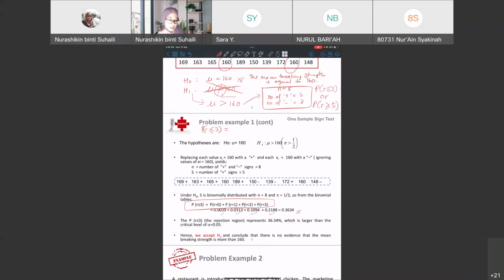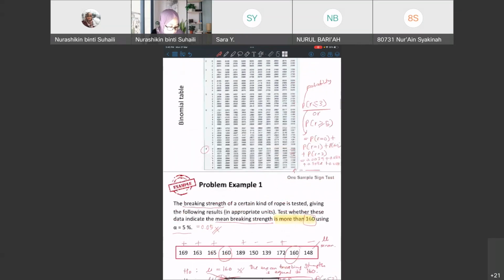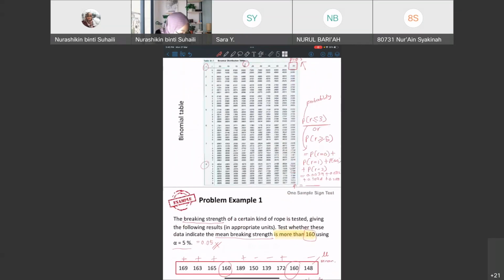Okay, let's say you want to find P(R greater or equal to 5). Dia sebenarnya akan bagi value yang sama. Okay, contohnya kalau you refer back to the table, okay, you start with just now 5. So 5, you go here, this one, 0.2188, which is actually this one.